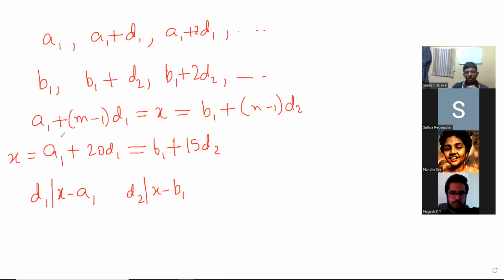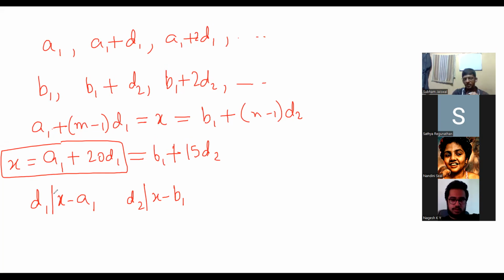You can also look at this equation in a division remainder form. X is a number which, when you divide it by d1, the quotient came out to be n minus 1 and the remainder came out to be a1. It's not a very precise statement, but it looks like that, right? a1 has to be less than d1, otherwise it doesn't make sense. But you understand the point. This is what it means.